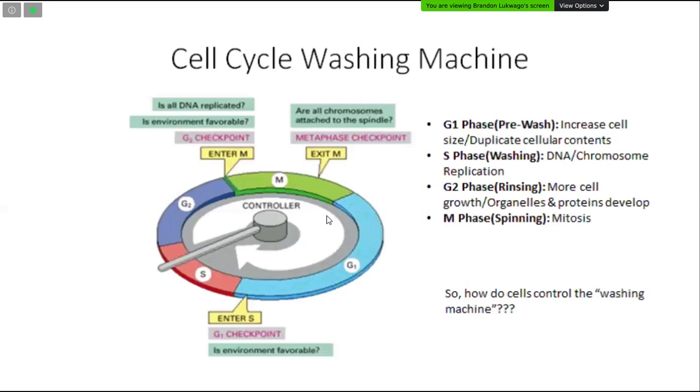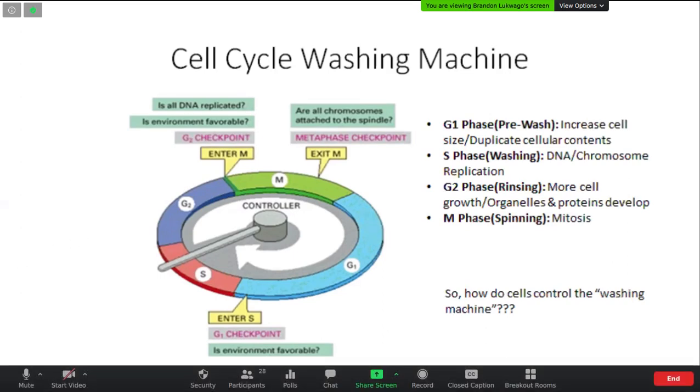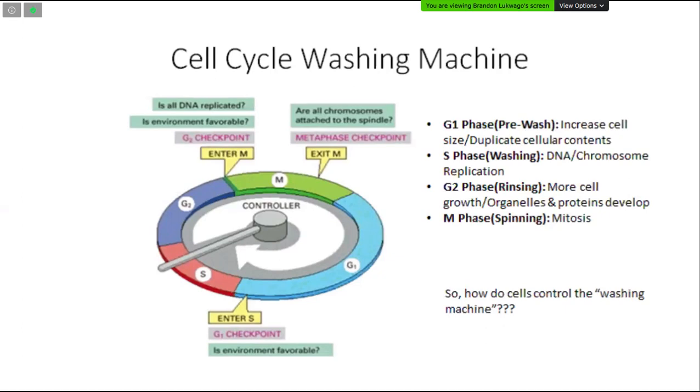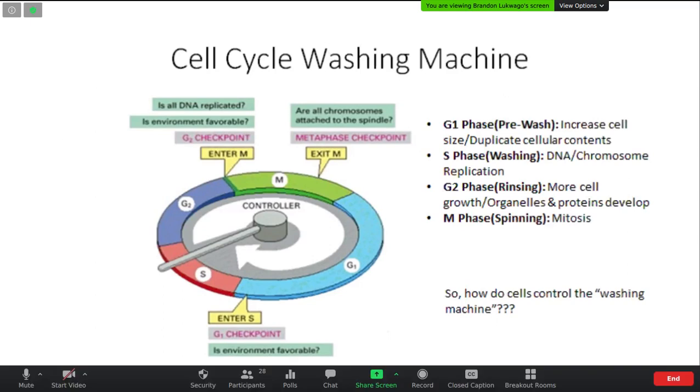So, the cell cycle washing machine. I thought a good analogy for the cell cycle was a washing machine, in the sense that it goes through phases just like the cell cycle. You have your pre-wash phase, the washing phase, the rinsing phase, the spinning phase. In the same way, the cell cycle has a G1 phase, the S phase, the G2 phase, and the M phase. Just like a washing machine, it needs to be regulated. You don't want to put your clothes in and set it to the pre-wash phase and have the dial turn all the way to the spinning phase before your clothes are washed.